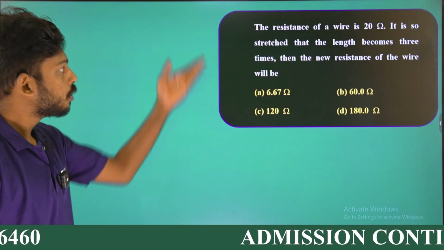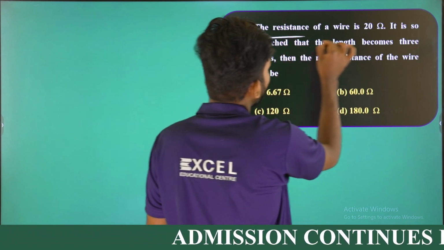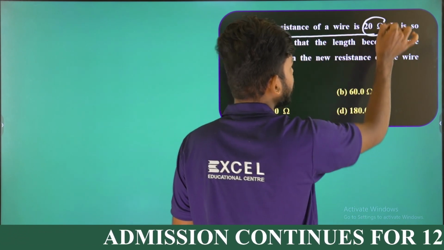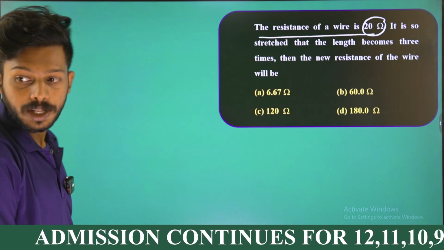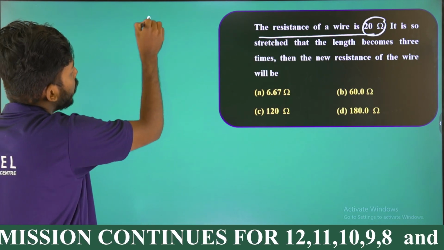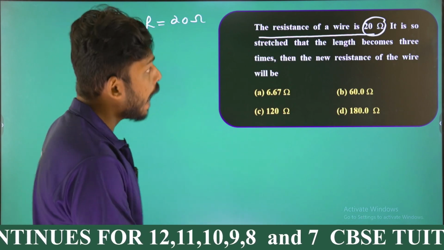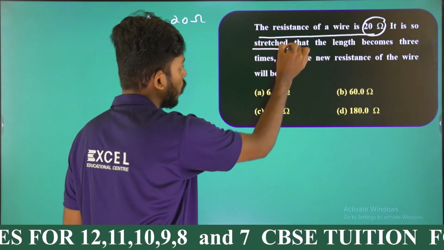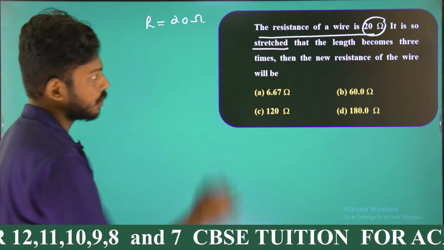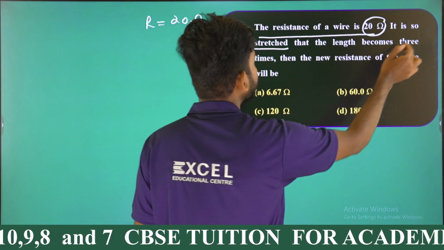Okay. The problem: the resistance of a wire is 20 ohm. It's given that the resistance of a wire is 20 ohm. Here we go. And it is stretched, so that the length becomes 3 times.